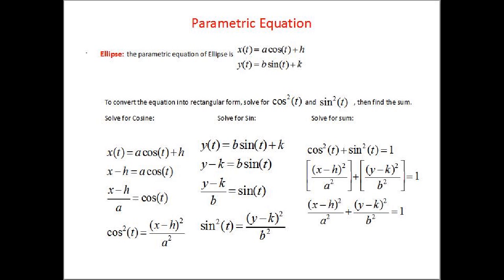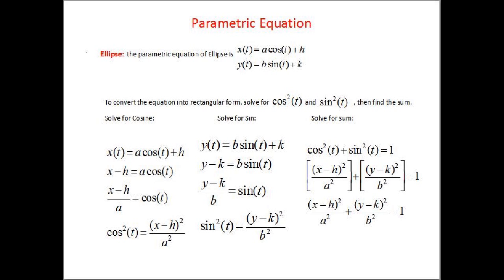x of t is equal to a cosine of t plus h. We subtract h from both sides, and that gives us x minus h is equal to a cosine of t. Divide a out from both sides, and that gives us x minus h over a is equal to cosine of t. Now squaring both sides, that gives us cosine squared of t is equal to x minus h squared over a squared.